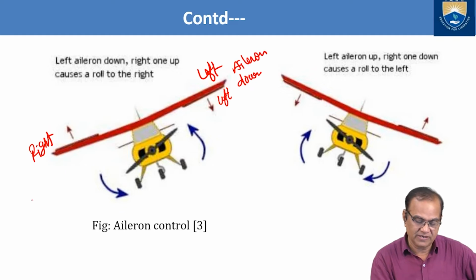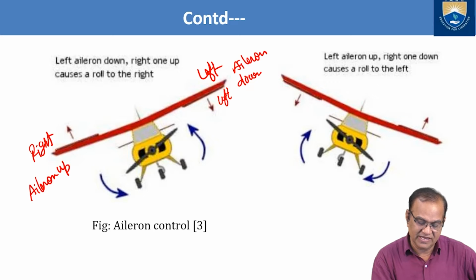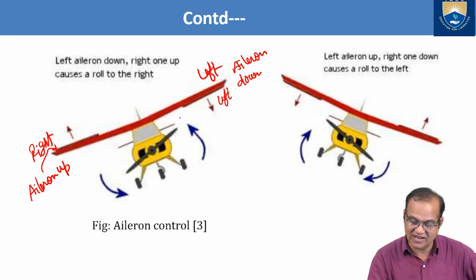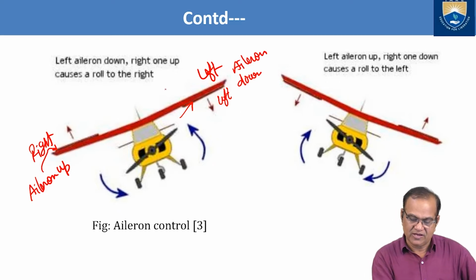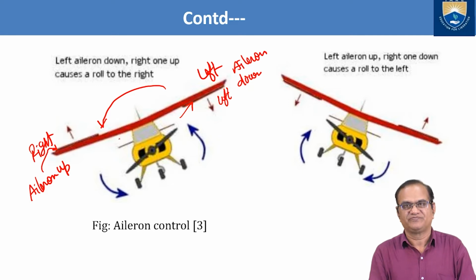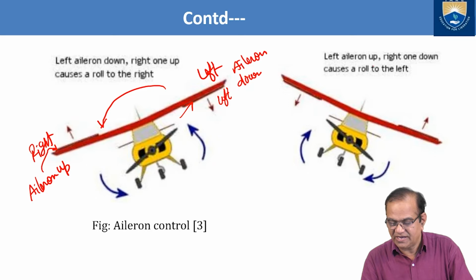Aileron down here, you can see. This aileron is up and this aileron is down. So you will get the rolling like this. The right side wing is going down. And the opposite will happen here.